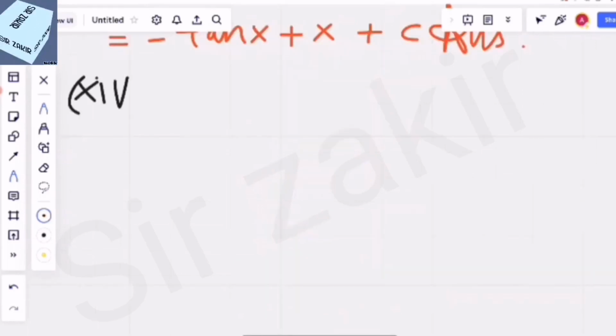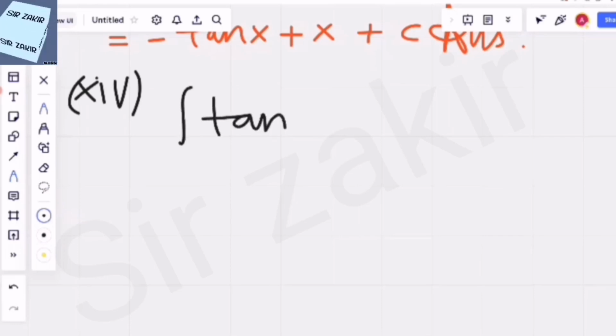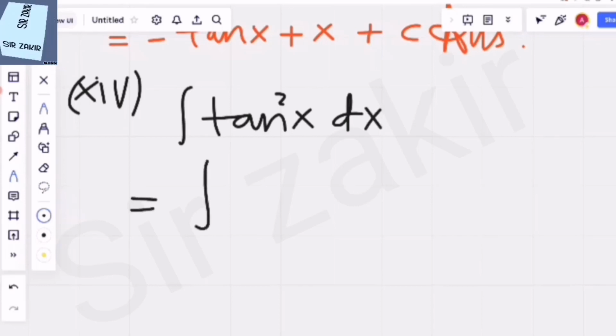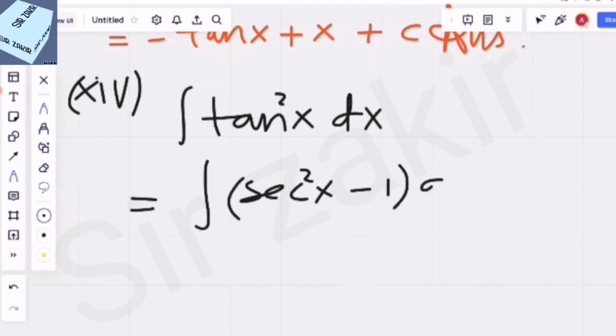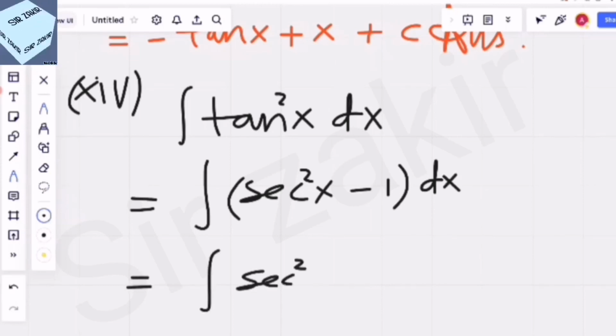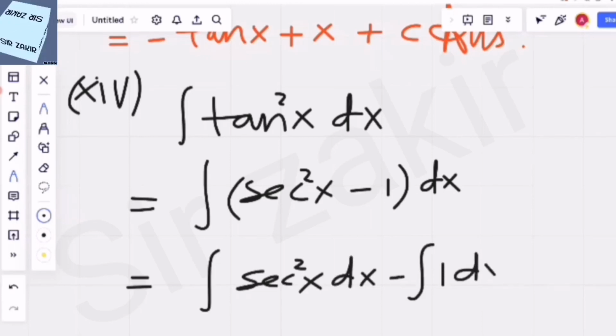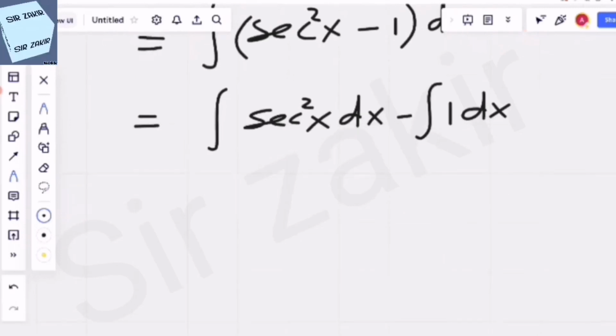Number 14. What is 14? In 14 we do this tan square x dx. We transform tan square, as it doesn't match with the basic form, we write it secant square x minus 1. Basic forms are written on page 125 of the Punjab textbook board mathematics book. So this is secant square x dx minus integration 1 dx.